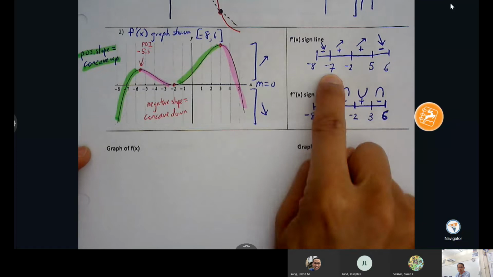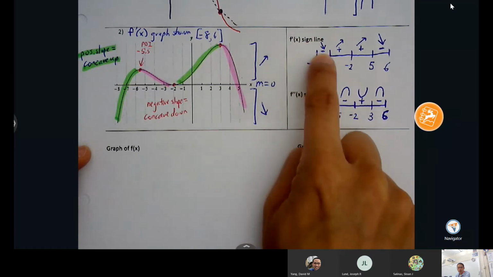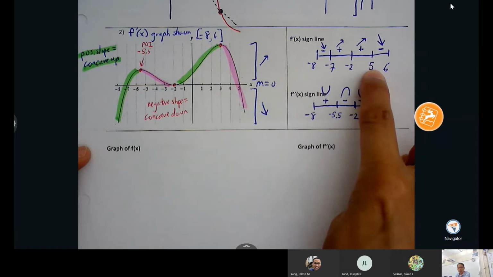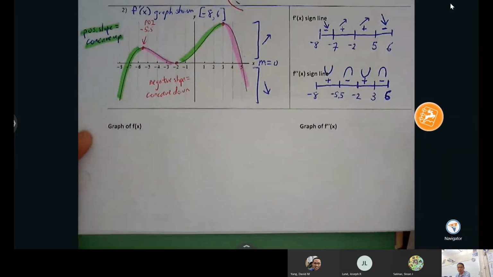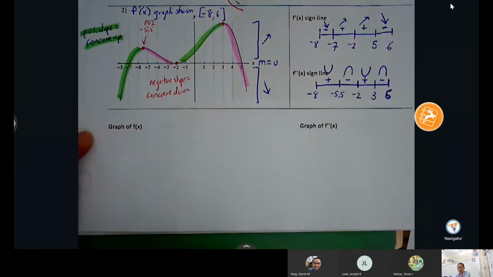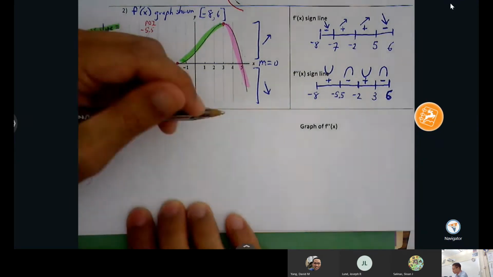So we expect a relative minimum at -7 because the graph is falling, followed by rising. Neither at -2, there's no change in signs. And we expect a max at 5. So I'm going to create a first draft just based off of this. And then I can work in my concavity, my curvature, point of inflection after I have my first sketch.